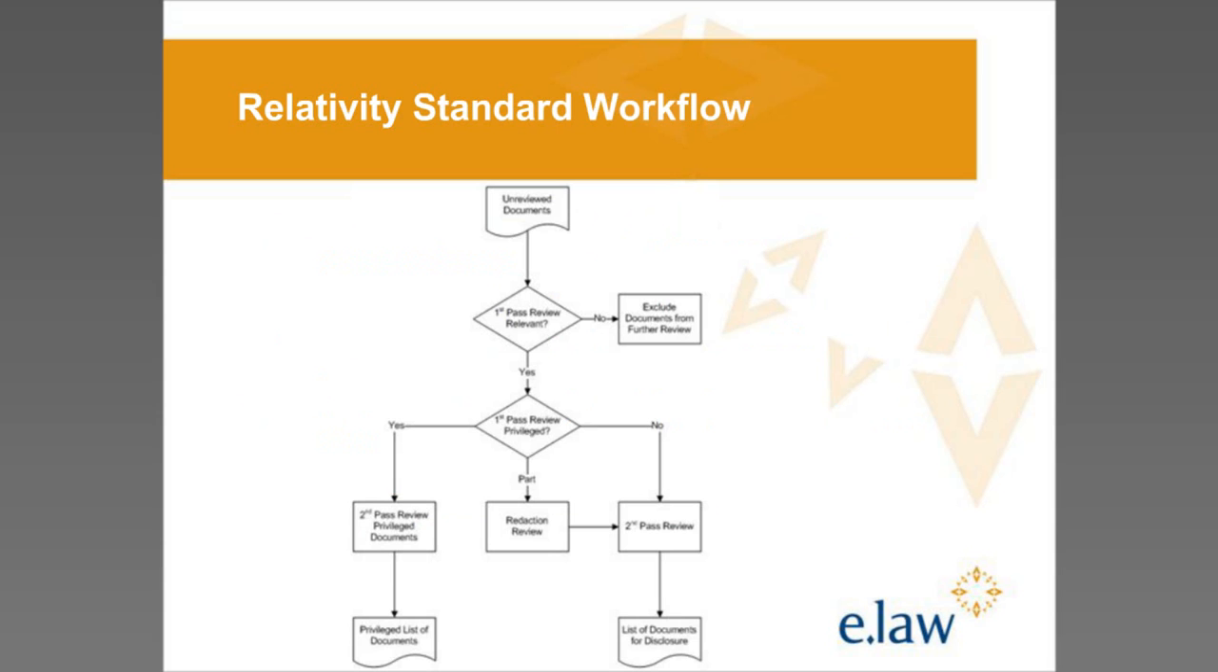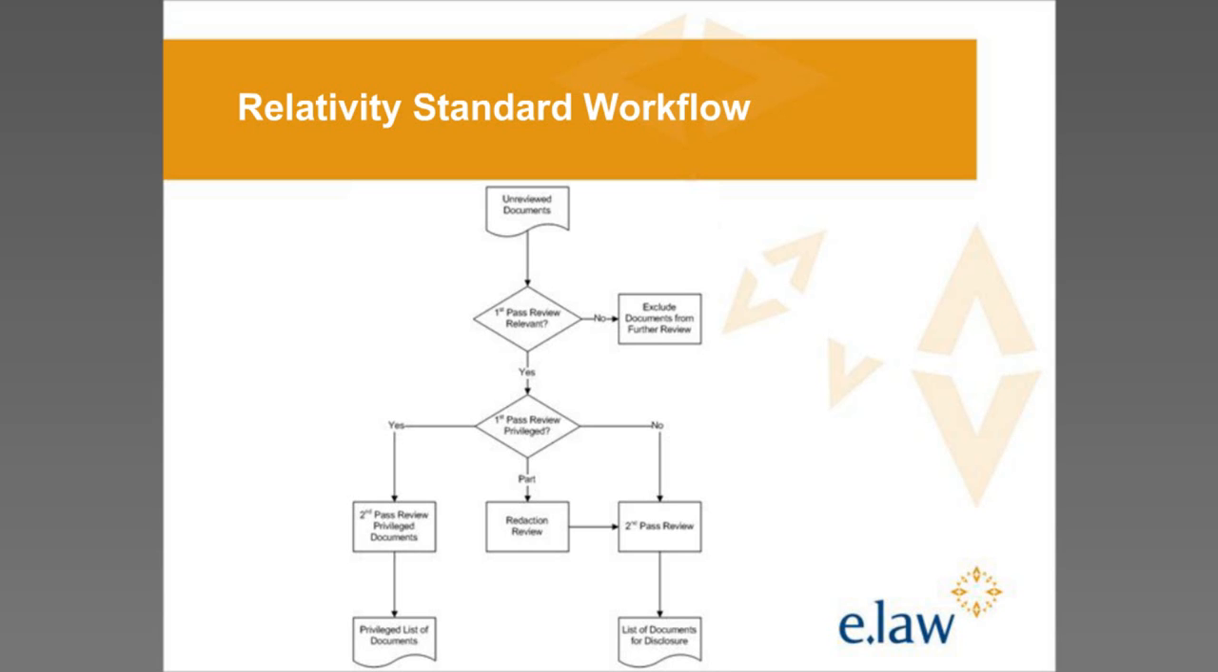We have something in here called workflow as well, and this is where documents need to move through logical workflows. A really basic workflow is relevance and privilege, where you're just deciding, is a document relevant to this case and is it privileged? This standard workflow really just shows, if it's not relevant, it's going to drop out of the workflow and you'll never see it again. If it is relevant, then that privilege call has to be made, and it's either going to drop into the second pass review or into the second pass review for privileged documents.